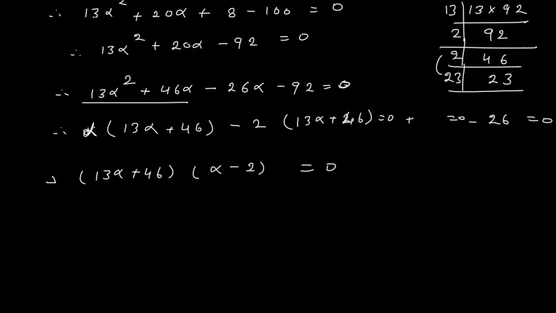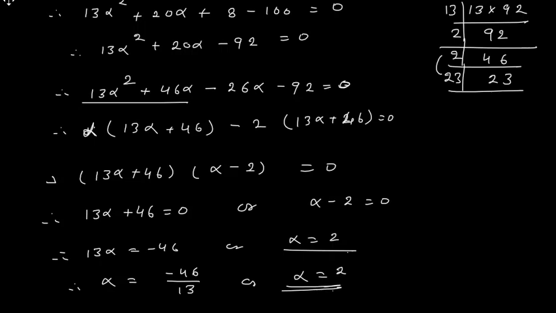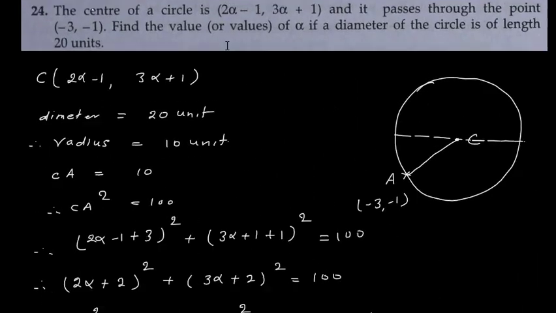No. Already we have written this is equal to 0. So therefore, 13 alpha plus 46 is 0, or alpha minus 2 is 0. So this will give me 13 alpha is minus 46, or alpha is plus 2. So therefore I have alpha is equal to minus 46 divided by 13, or alpha is equal to 2. So two values for alpha we have got.